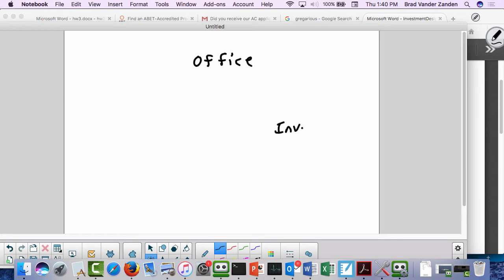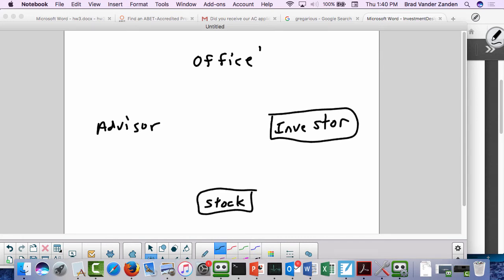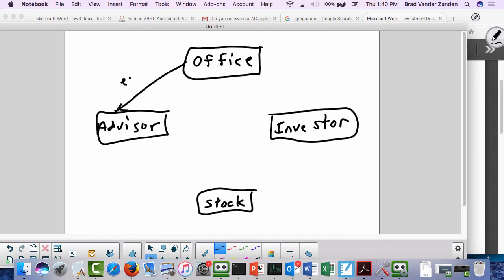Office, investor, advisor, stock. So office employs advisor, an advisor manages an office, also an advisor advises an investor, and an investor owns stock.